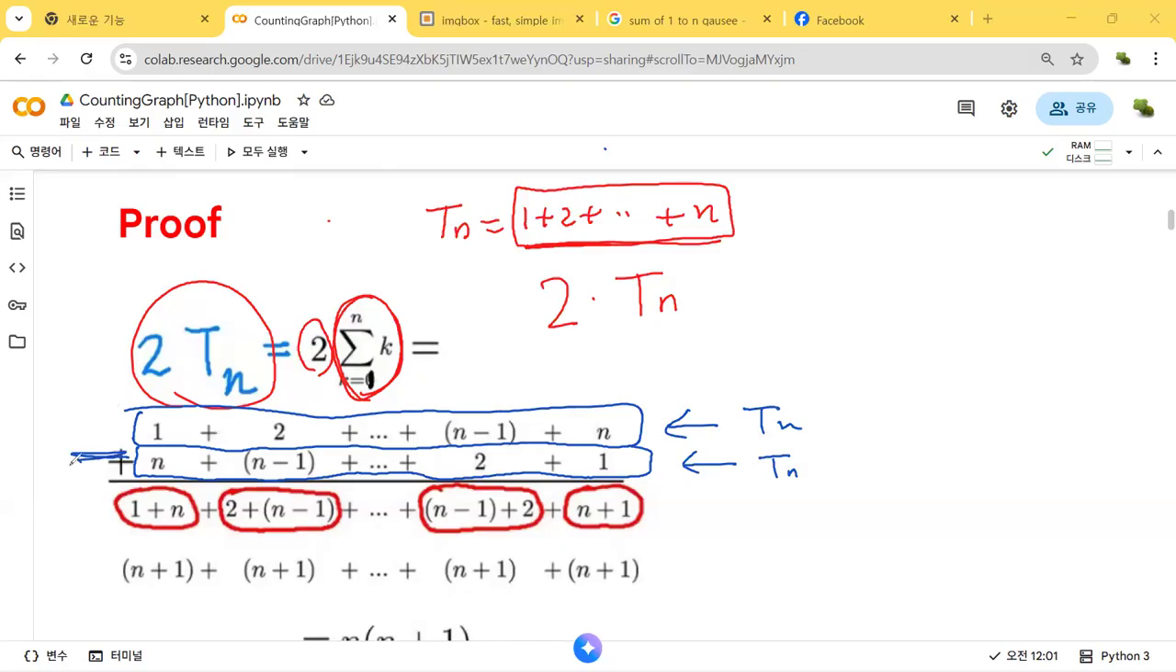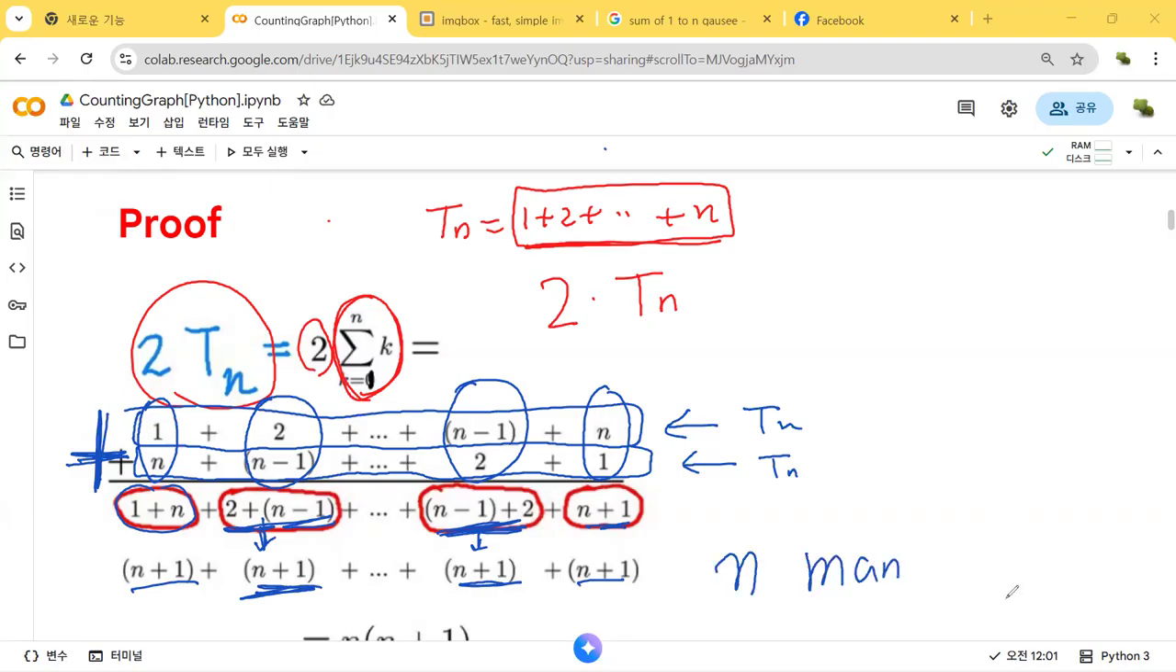So add the summations. Sum of those two is 1 plus n, and sum of those two is 2 plus n minus 1. Sum of those two is n minus 1 plus 2. Sum of those is n plus 1. Then, well, what is this? This is n plus 1, and also this is n plus 1, n plus 1, n plus 1. So, in fact, there are n many n plus 1, because the number of n plus 1 terms is n. There are n many n plus 1.